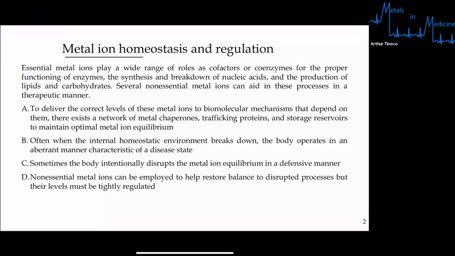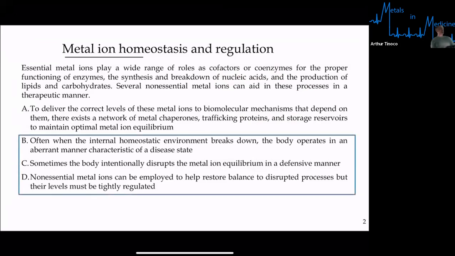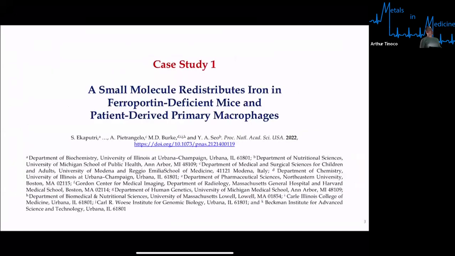metal ion homeostasis and regulation. What I want to do is really zoom into this component of it. We're going to look at another example, listed as B here, where we talk about losing that internal homeostatic control and how the body responds in a manner that is aberrant, but also in a disease state. So I gave you all this article to read, and we're going to look into it.